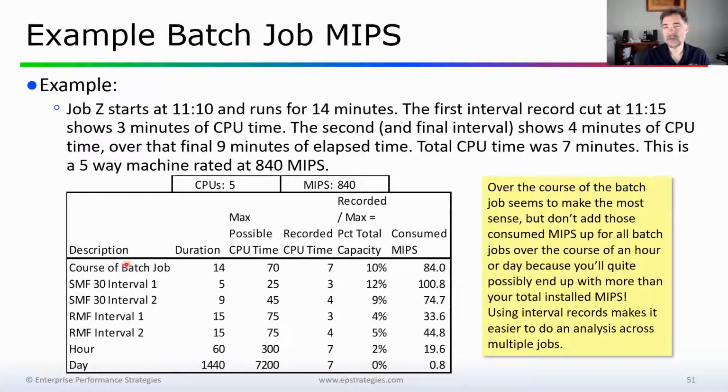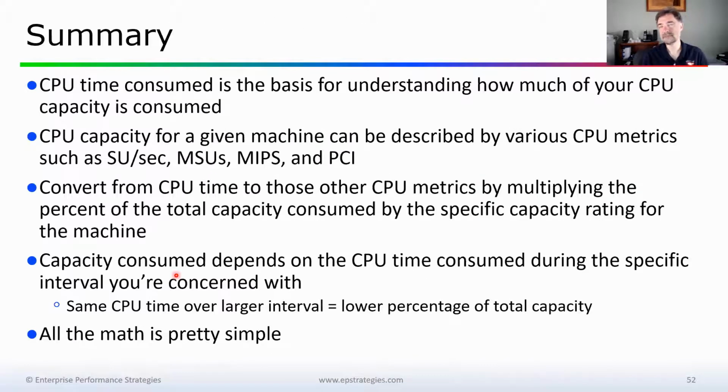You have to be careful when you start doing things like over the course of the batch job, because then the tendency is to add up all my batch jobs, but all those batch jobs didn't run simultaneously, so you can't just add them up easily, and there's opportunity for you to lose sight of the context.